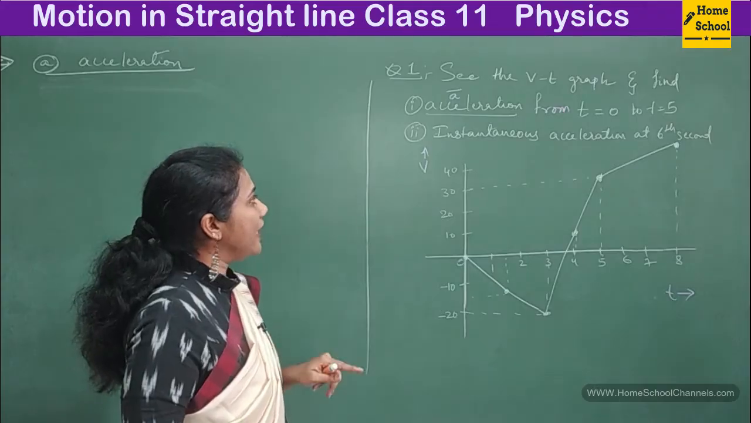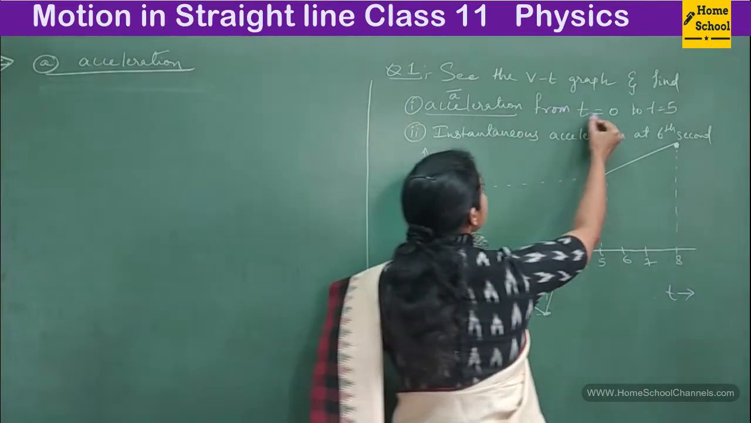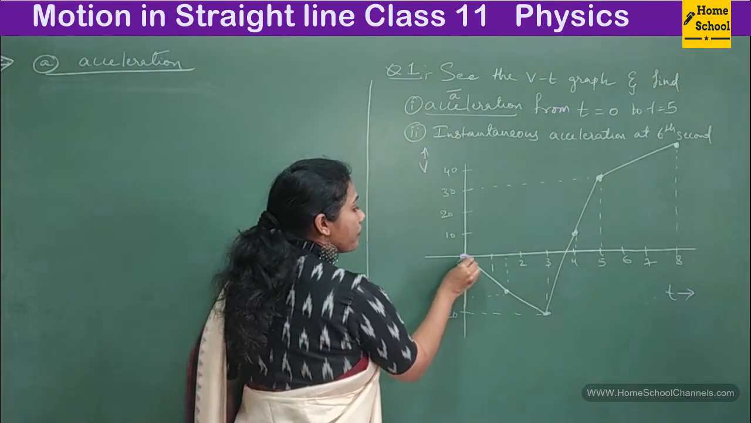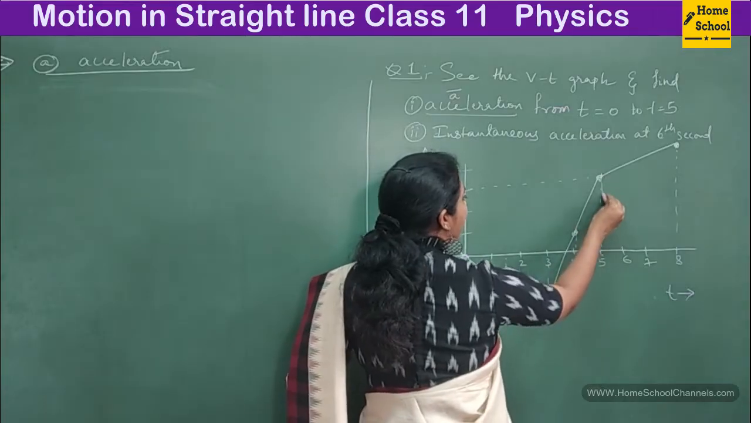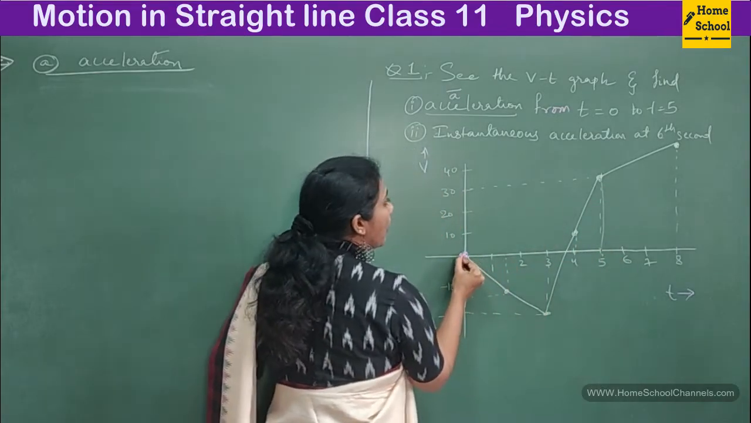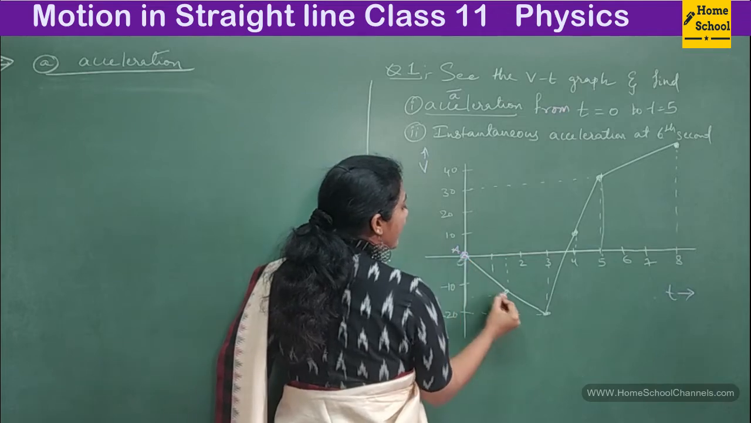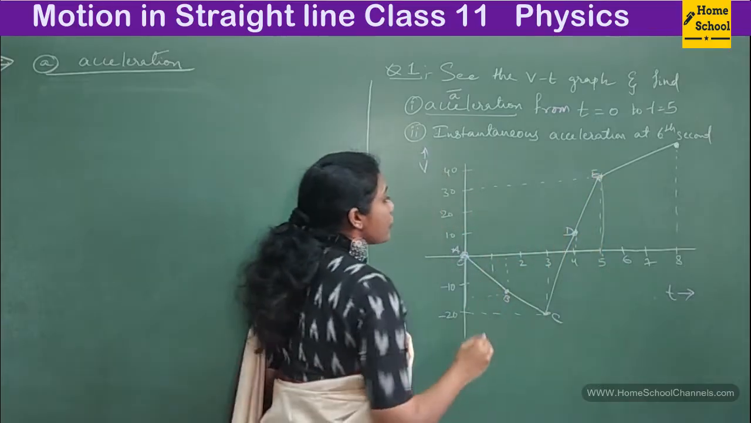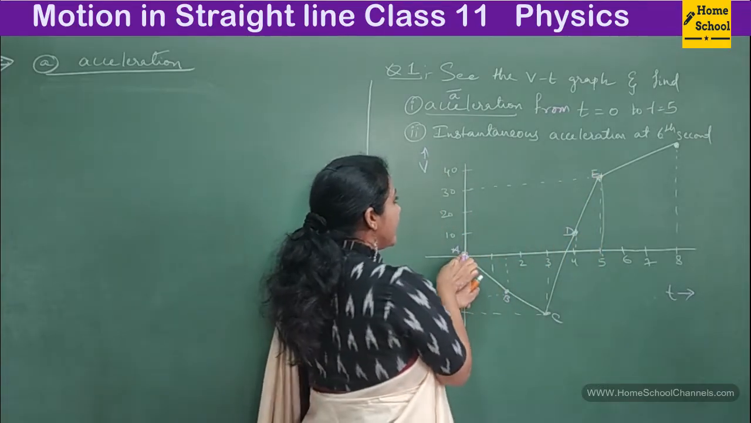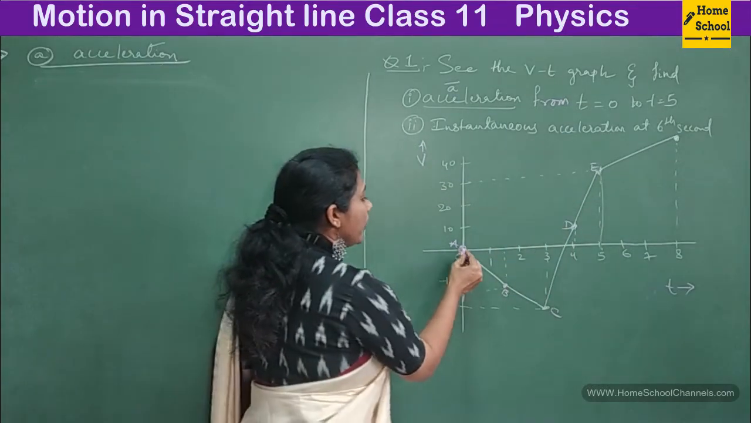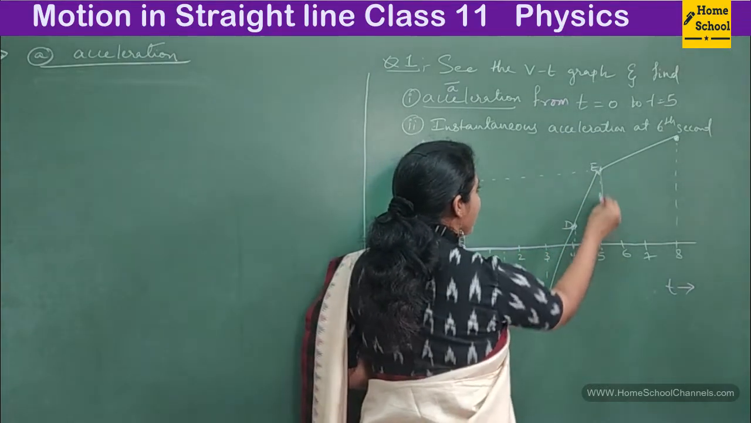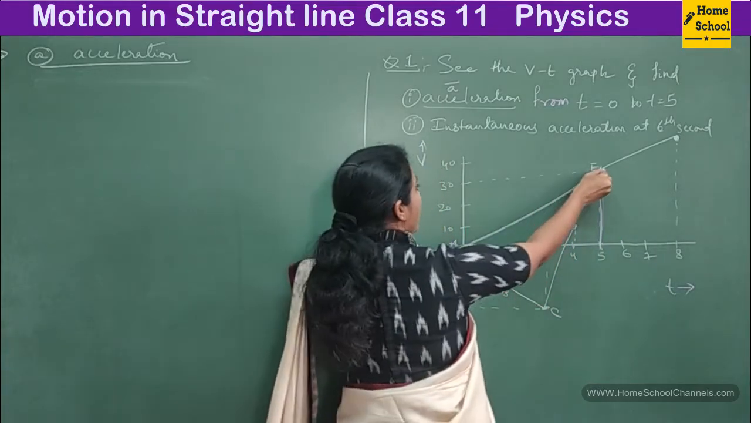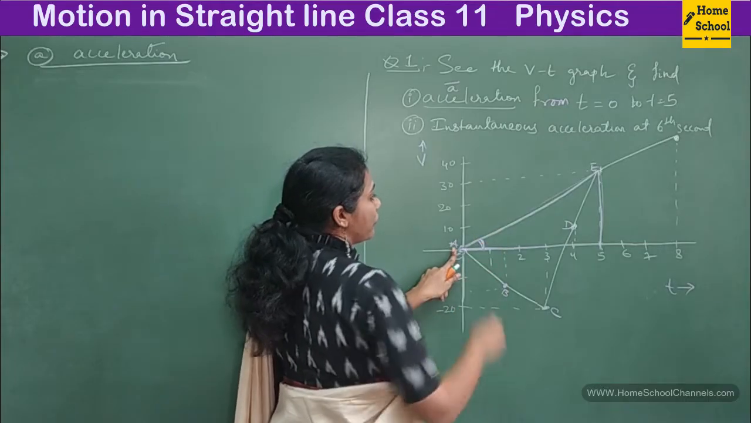So what they asked you to find out is acceleration from t is equal to 0 to t is equal to 5. Okay, so that means between this point, let me call this point A, this point B, this C, this D, this E. So you have to find the acceleration between this point and this point. So 0 to 5, right? If you join A and E, this is the slope. This angle you have to find, right?